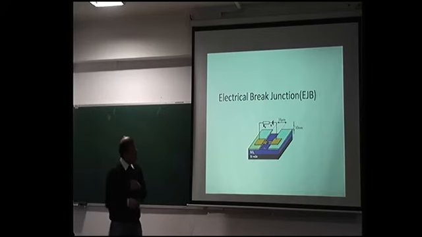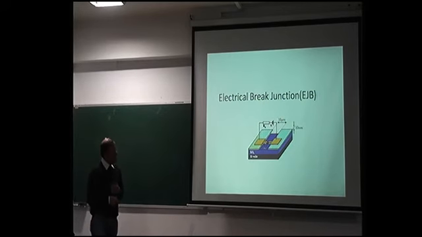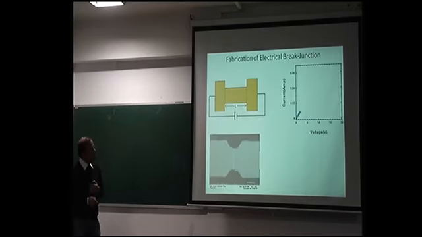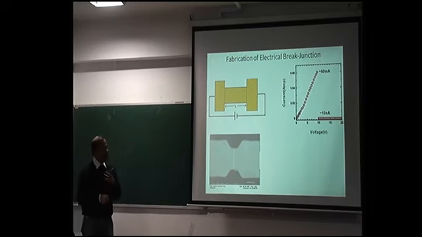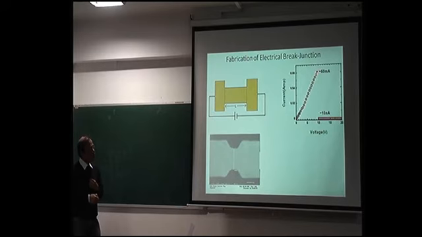The electrical break junction. What is done here? You take a metal film. You can put a notch here, and then you pass a current, and beyond a certain threshold voltage, though these are current limited, but it's fine, at threshold voltage you get a break. This is like a fuse.